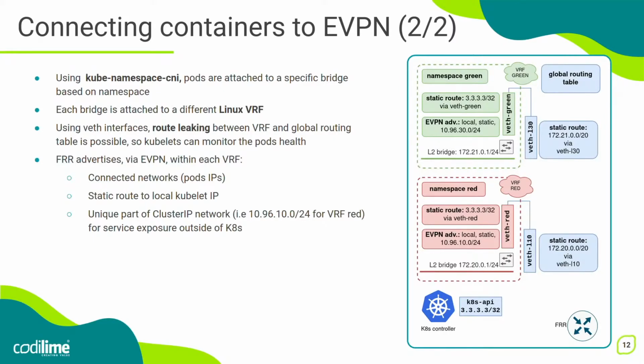For the communication between the kubelet and the pods, we have to use a thing called route leaking. Again, we can use that interface. One interface is assigned in the global routing table, the other is placed in the VRF. We do some static routes, and then we can communicate between the pod and the global routing table.